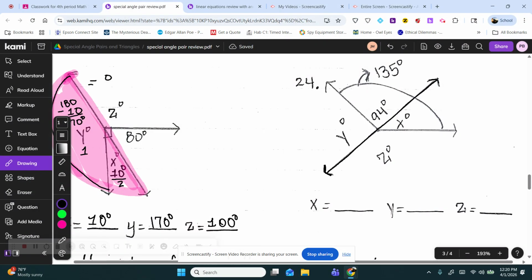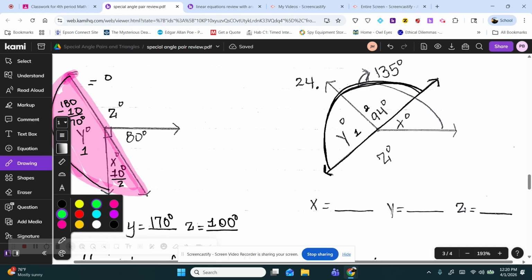There we go. And on this line is a semicircle. So that means that this angle plus that angle equal 180. So if I want to figure out just this one, from here to here, I need to do 180 minus 94. We're going to regroup, and we get 86 degrees. So Y is 86 degrees. Okay?